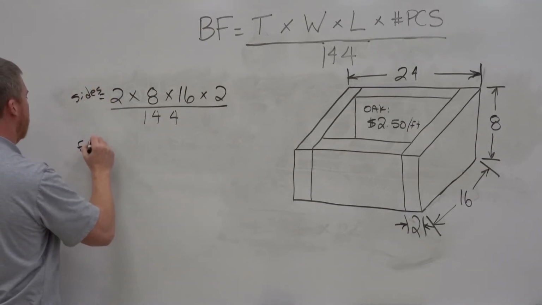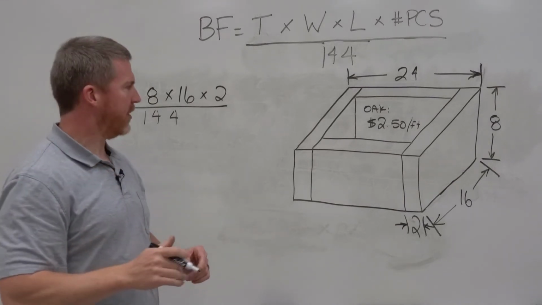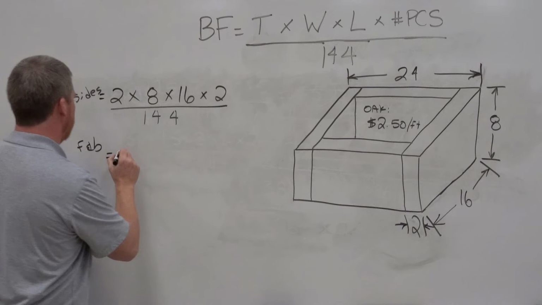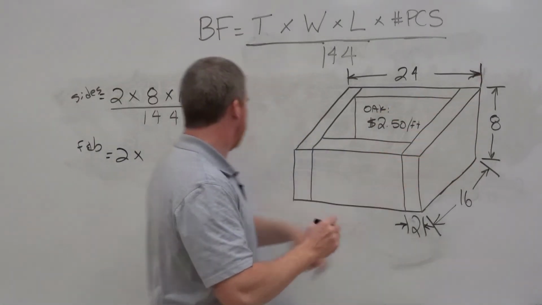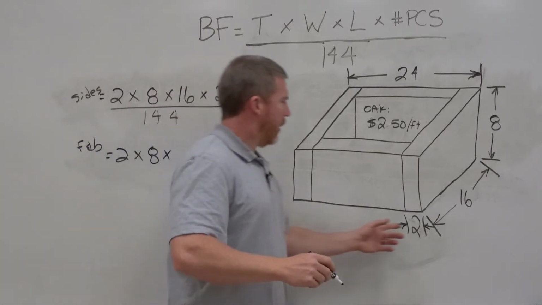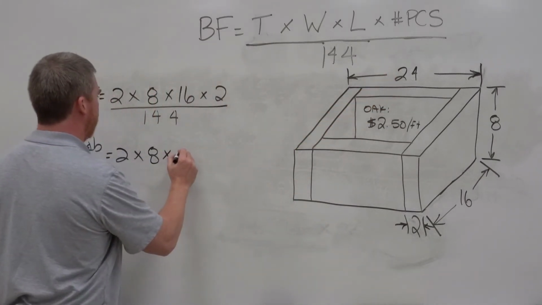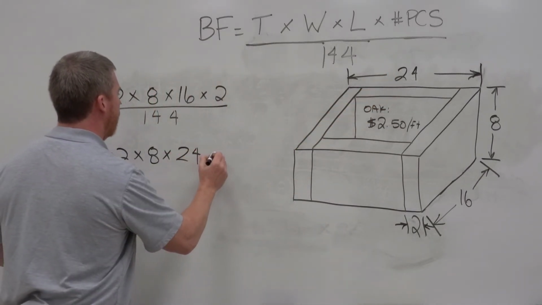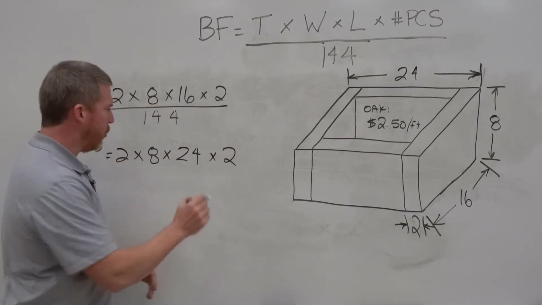This is the front and back, F and B. Doing the same thing, and a lot of numbers again will be the same. Thickness is 2, they're all 2. My width would be 8. And my length, now your immediate reaction is going to be it's 24, and you'll want to put in a 24. And then how many are there front and back? There's 2.